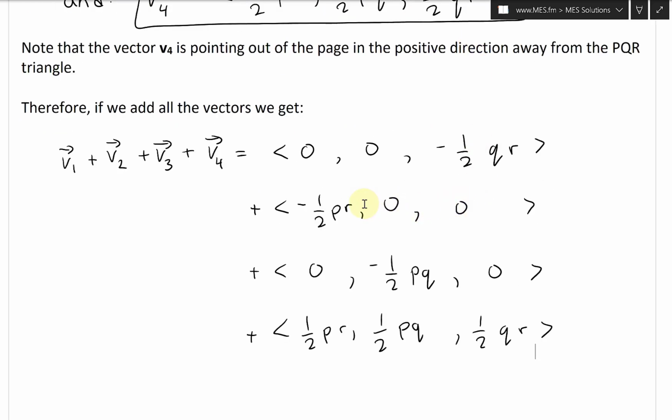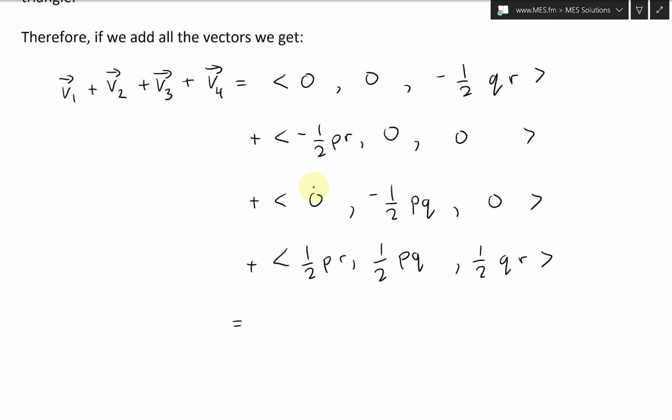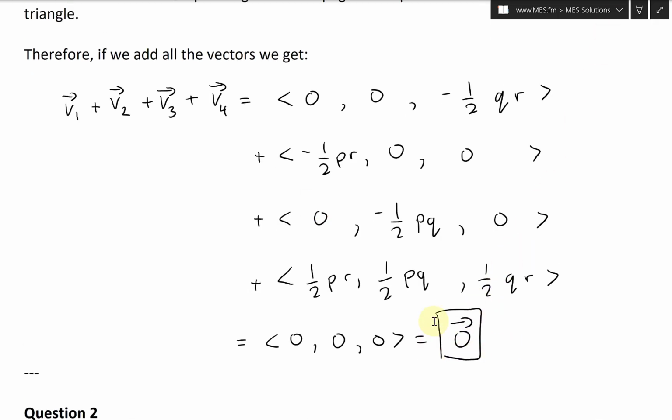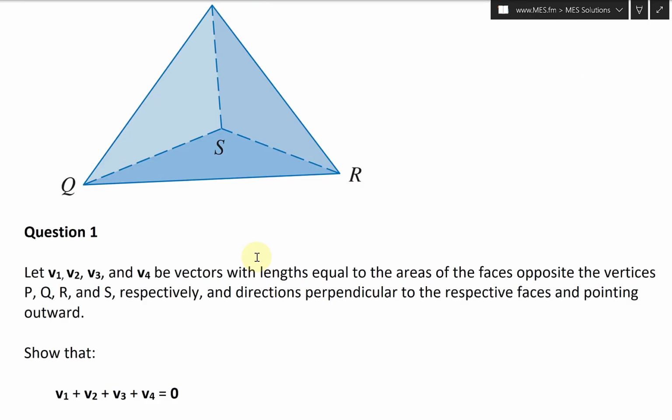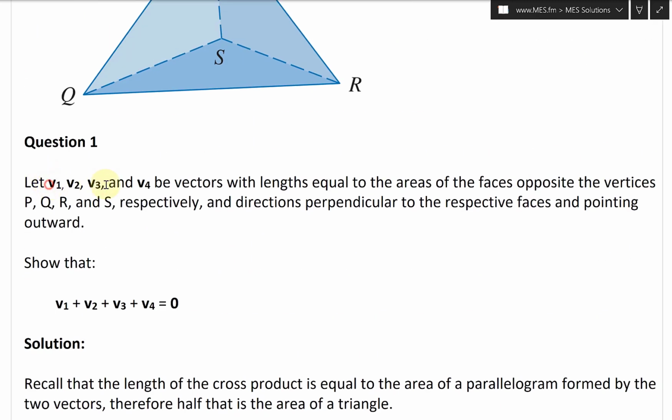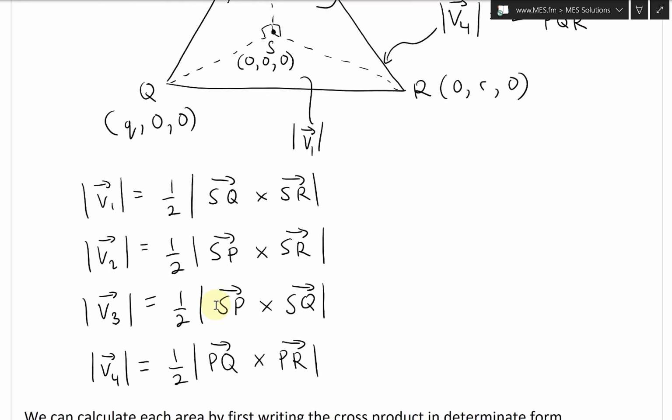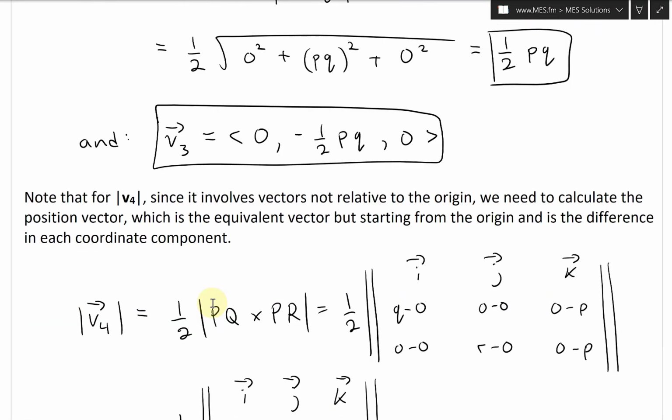So notice what happens here. All these cancel out. So this cancels with this, this cancels with this, and then this cancels with this. Yeah, so these all just cancel. In other words, we're just going to get left with a 0, 0, 0, the zero vector. And yeah, if we scroll back up, that's exactly what we were asked to solve, and that's right over here. So question 1, we were given these vectors with these conditions, and we showed that the summation of all the vectors equals the zero vector. All right, and now let's go over to question 2.